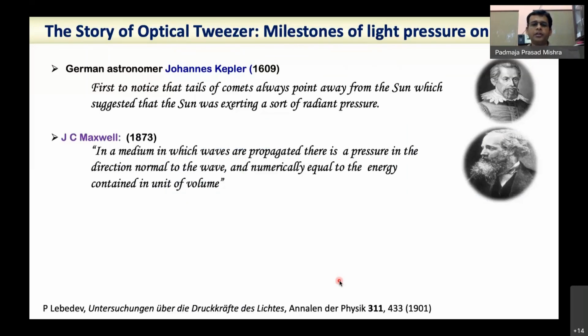This concept given by Kepler was verified by J.C. Maxwell in 1873, almost 260 years after Johannes Kepler proposed it. J.C. Maxwell proposed a theoretical calculation where he calculated the pressure exerted by a wave propagating in a medium, and he found that it is numerically equal to the energy content in unit volume.